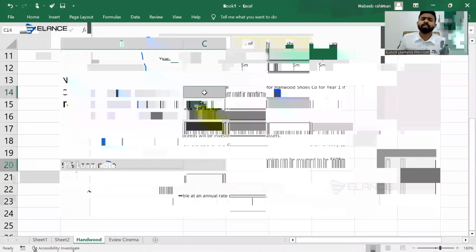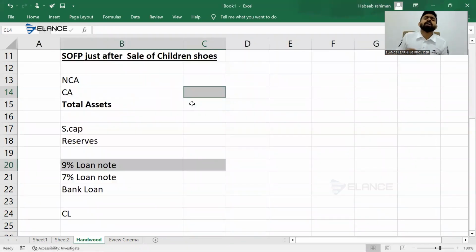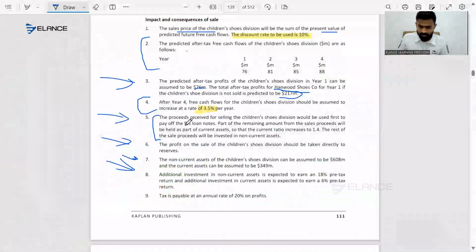The rest of the money they are planning to invest in what? See, out of the money they received, first they will pay off the 9% loan note. Then they will invest some money in current assets in order to increase the liquidity. And finally, whatever the balance figure is, they will invest in non-current assets. Okay, that's about that sentence.